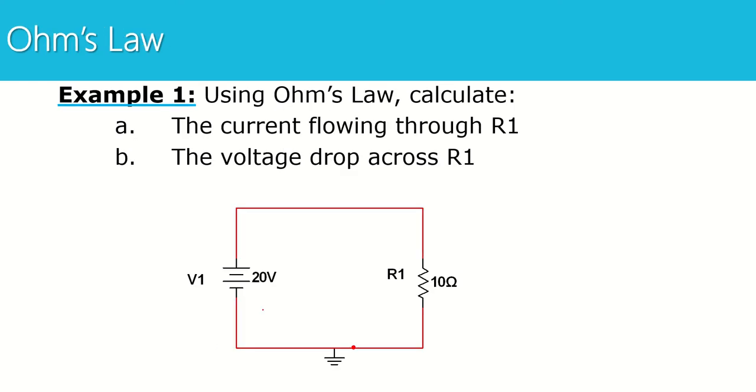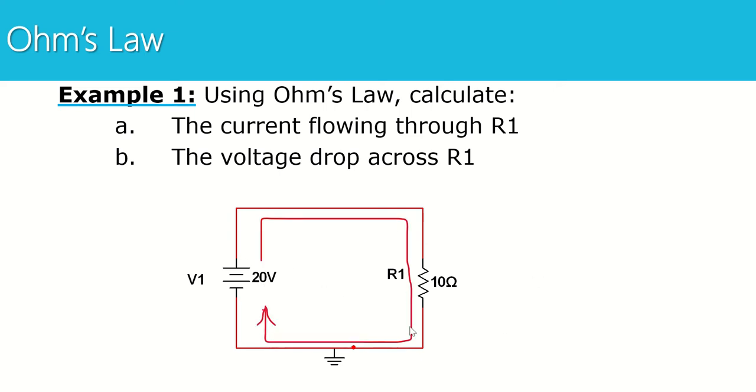So here's our first example, where we're going to use Ohm's law to calculate the current flowing through R1 and the voltage drop across R1. If you notice on the screen, we have a picture of a circuit. I have a voltage source. It's a DC source because of this symbol here. This is the symbol for a DC source, and it's set to supply 20 volts. Current is going to flow through these wires and through this resistor. As current flows through this resistor, we'll have a voltage drop across the resistor, which we're going to calculate. We're also going to calculate the amount of current flowing through the resistor.